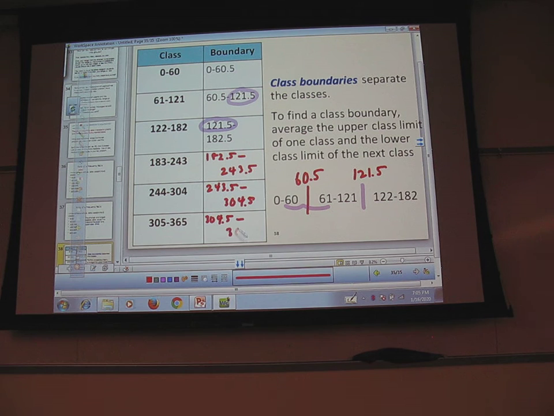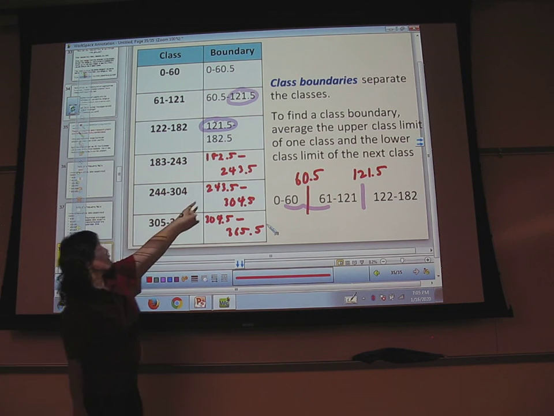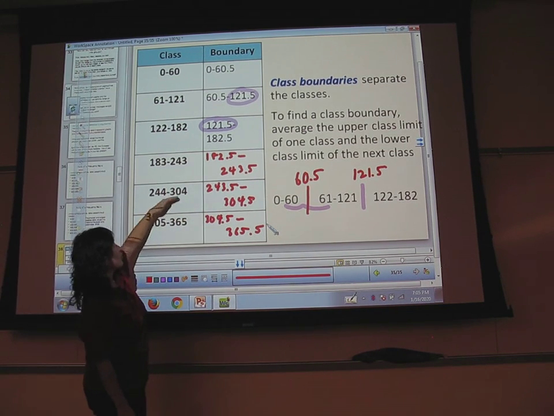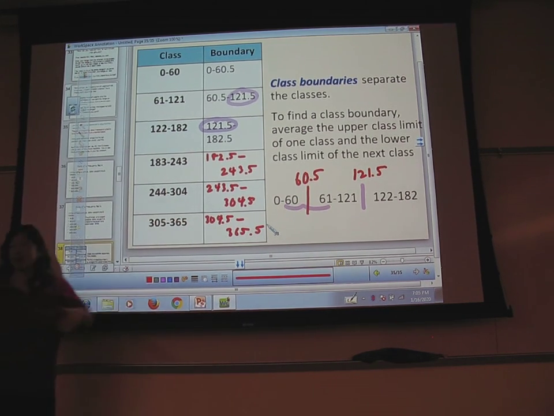And then here you can either say 365.5, or you could say, well, you can't have more than 365 days, so you could have left it at that. All right, but those are the boundaries. They separate the classes. This is the number that separates this class from that class. It's the boundary between them.